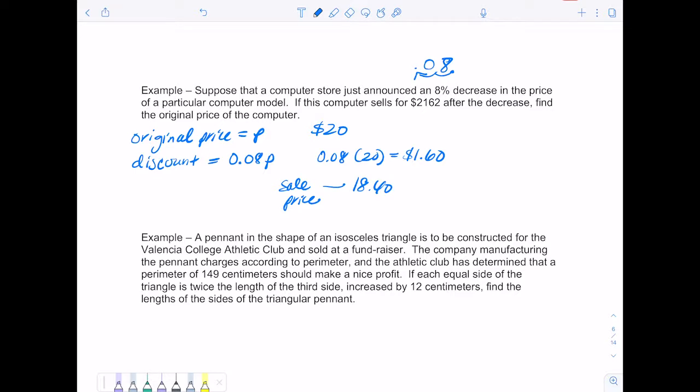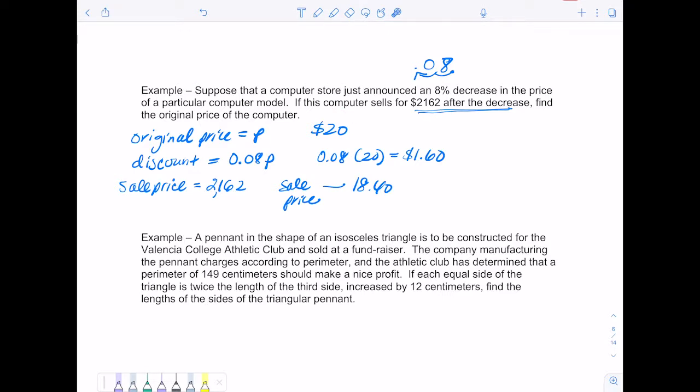So what we need to do is we need to work backwards. Here's our sale price, so I'll add that over here. Okay, that was after the discount. So the computer is now $2,162. We have to figure out what it was before the discount. So in other words, you're given $18.40. How do you go backwards to figure out it was $20 as the original price?